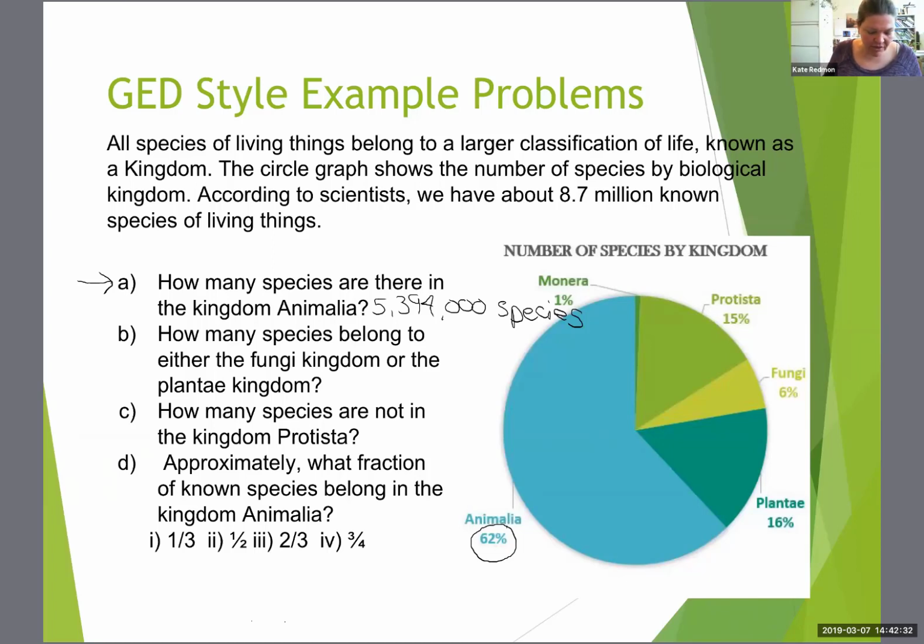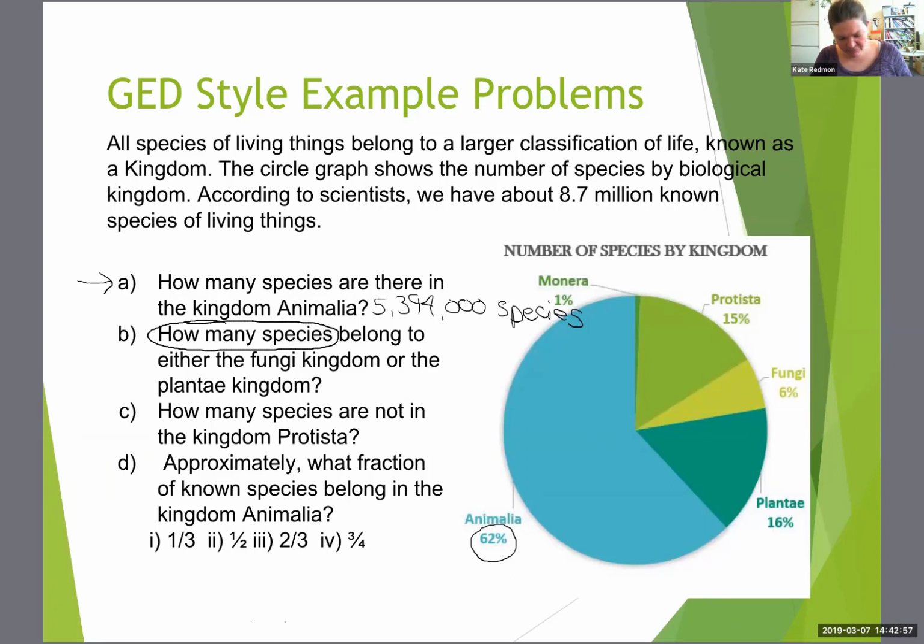Okay, so B, how many species belong to either the fungi kingdom or the plantae kingdom? I would expect something more like this, where we have a combination going on. So again, I'm looking at how many species. I'm going to have to take these things from percent form into figuring out how many species I have.